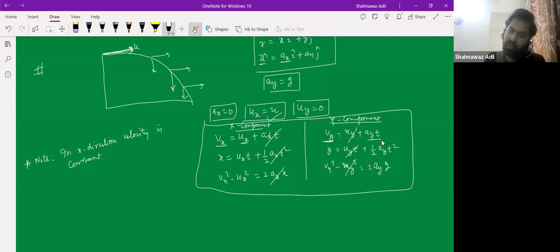Now we are going downwards. So ay would be plus g or minus g. What would be ay? Can you tell? What would be ay, plus g or minus g, when we are going downwards?